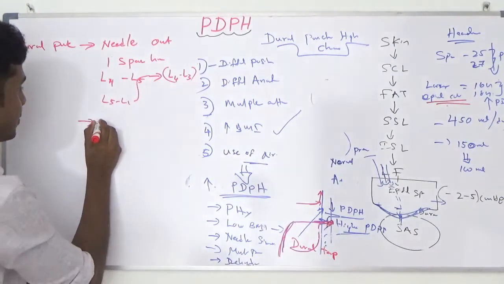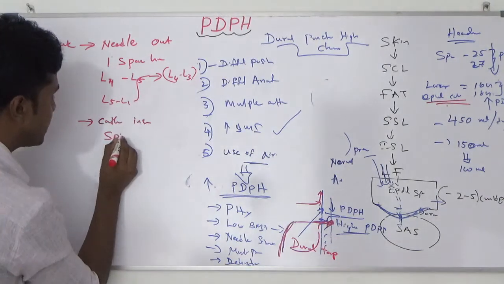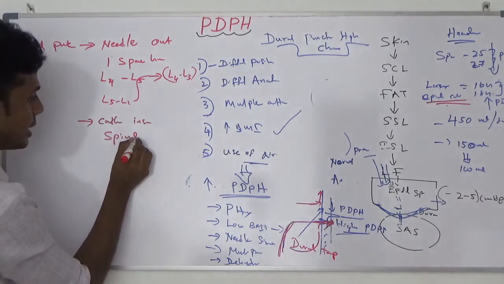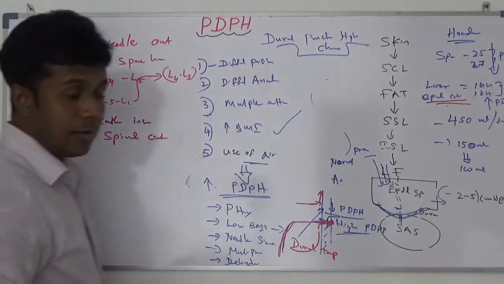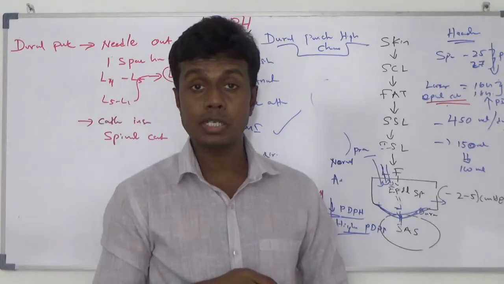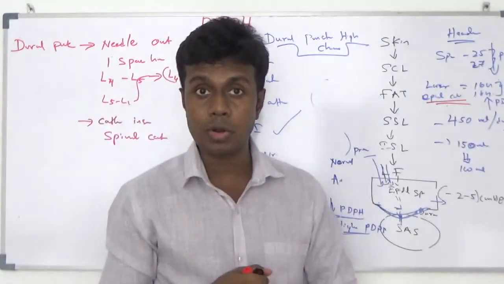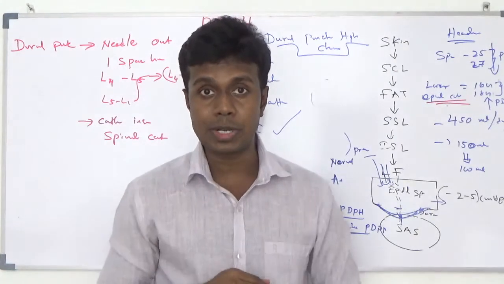Number two, catheter insertion and spinal catheter. Use it as a spinal catheter. When it is in the spinal space, the subarachnoid space, if you give a larger amount of dose, you can create a total spinal block if you think that it is an epidural catheter.